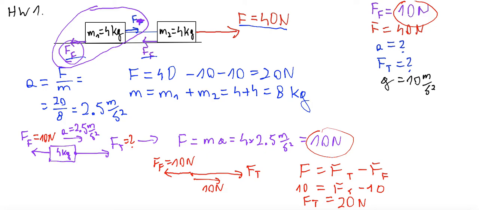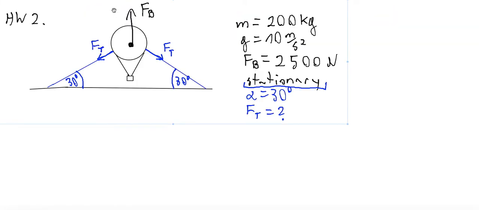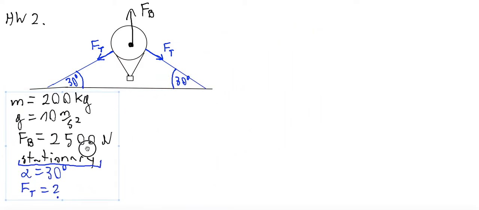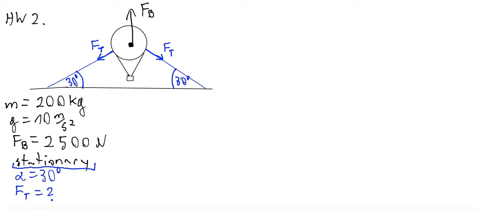Okay. And your second homework was a little bit more advanced, but only a little bit, with the balloon. The balloon was attached by two cables. Each creates a tension, and we know that the balloon has a mass of 200 kilograms, and there is a buoyant force of 2,500 newtons. You have to find the tension of each cable. So first of all, please focus on the free-body diagram: forces acting on the balloon.